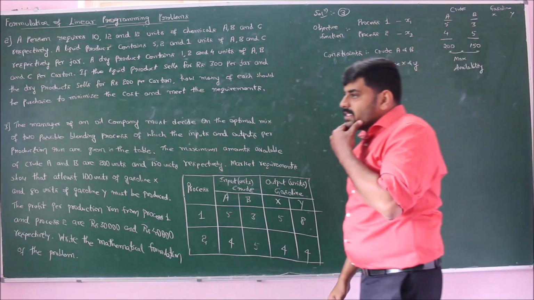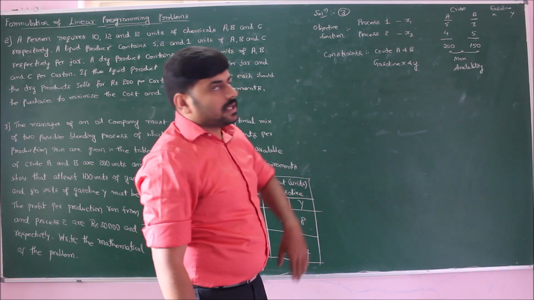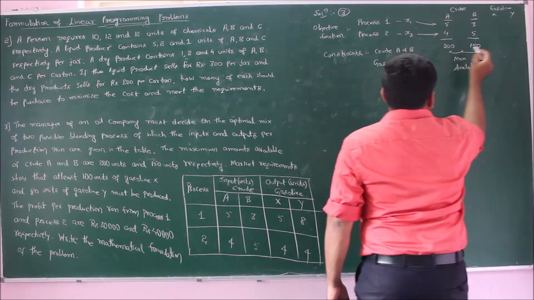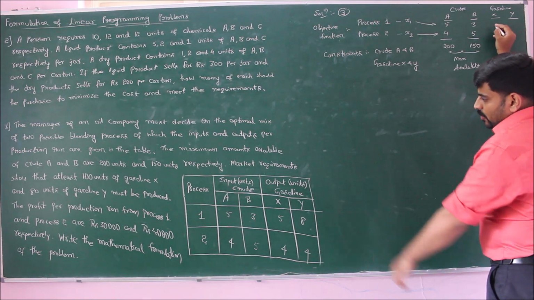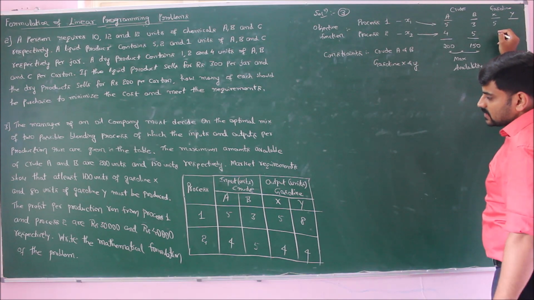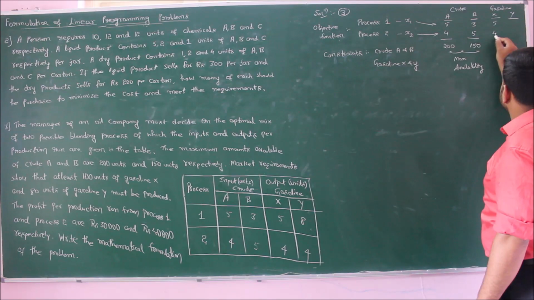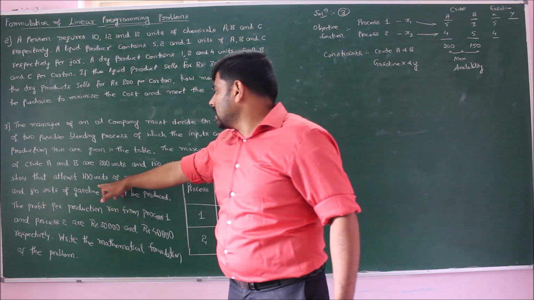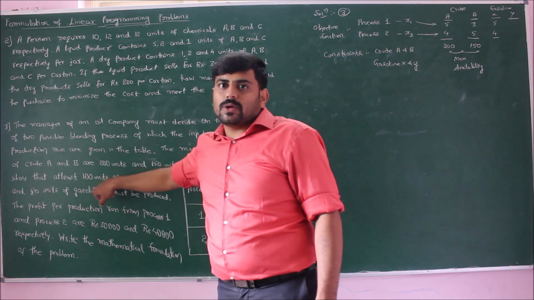So he has only 200 units of crude A and 150 units of crude B. Coming to the gasoline constraints, process 1 requires 5 units of gasoline, producing 5 units of gasoline, and process 2 is producing 4 units of gasoline of type X. So in order to make profit, it should produce a minimum of 100 units of gasoline X.